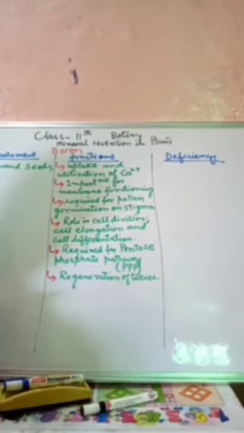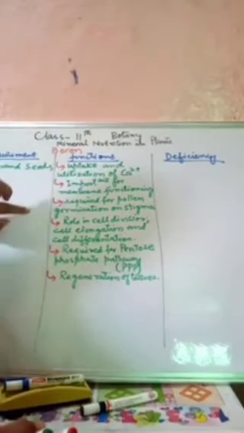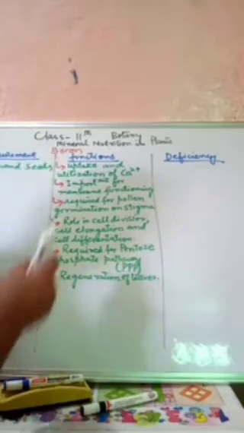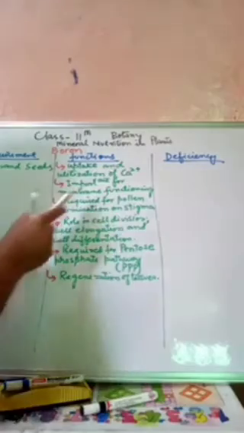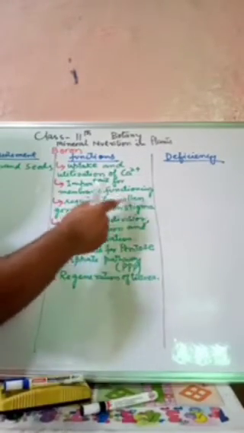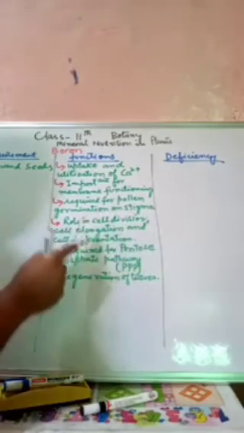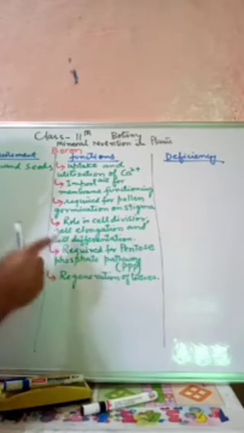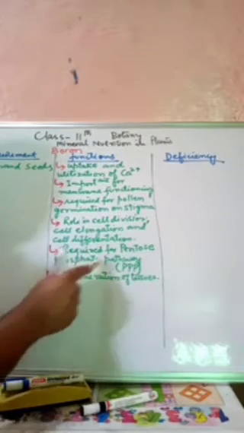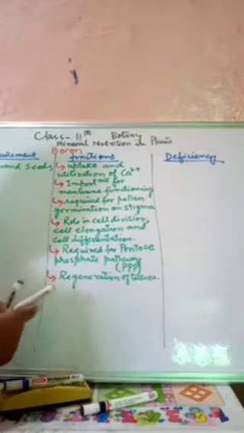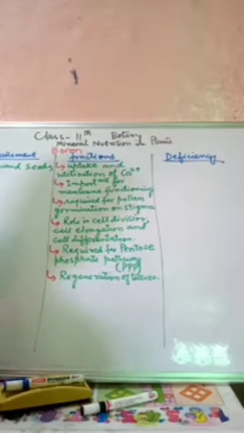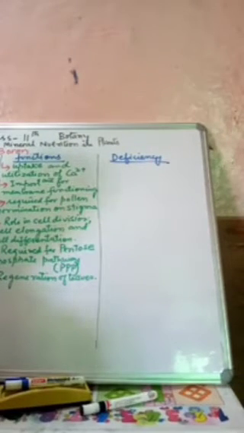So we have discussed various functions of boron. It plays an important role in the uptake and utilization of calcium ion. It is important for membrane functioning. It is required for pollen germination on stigma. It plays a role in cell division, cell elongation, and cell differentiation. It is required for pentose phosphate pathway, that's triple P, and it is required for regeneration of tissues. Now, deficiency. If there is deficiency in the plant, what are those different deficiencies?